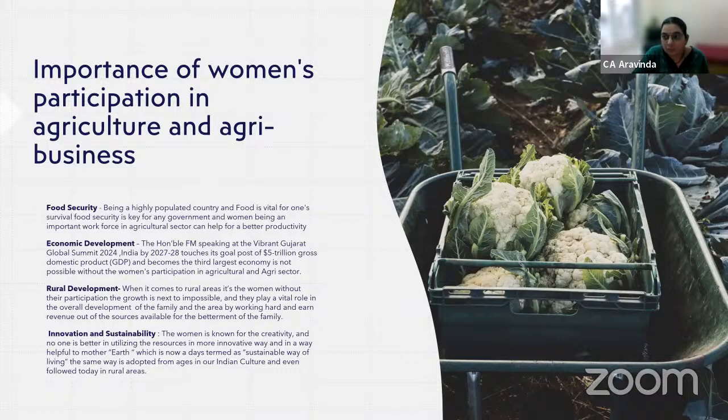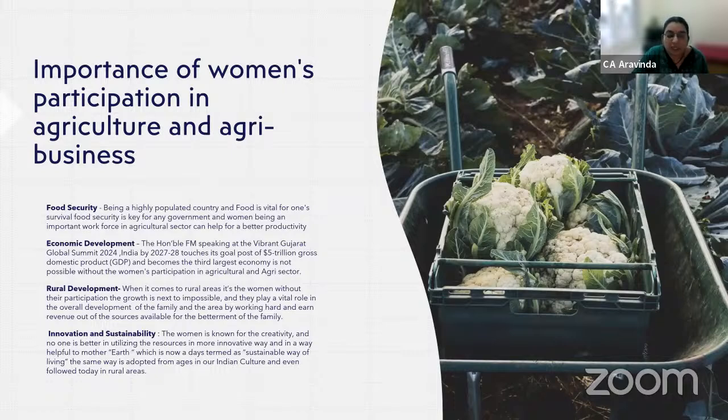Rural development can only happen through agriculture, and unless rural India is developed, it is next to impossible for the country to become a developed nation. By 2047, hopefully we should see India as a developed economy as against a developing economy. That can only happen if the rural economy is developed, and the same can happen only through agricultural development.